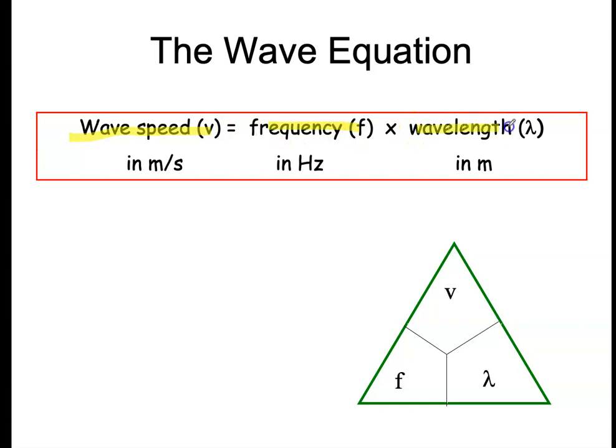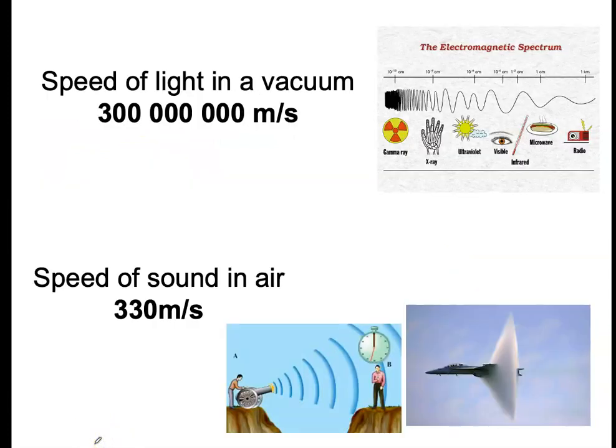frequency times wavelength. F for frequency, V for wave speed, and this lambda, this upside down Y, is wavelength. Please note units. Wave speed is in meters per second, frequency is in hertz, capital H, little z, and the unit for wavelength is meters. The units are extremely important in this topic.